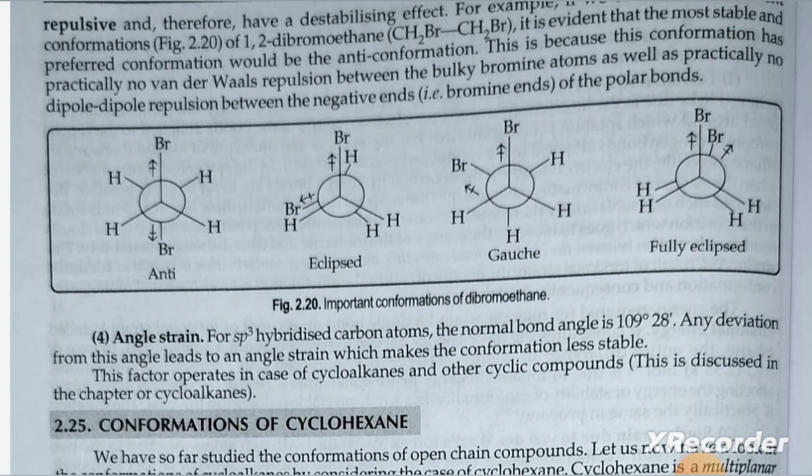Fourth is angle strain. For sp3 hybridized carbon atoms, the normal bond angle is 109 degrees 28 minutes. Any deviation from this angle leads to an angle strain which makes the conformation less stable. This factor operates in case of cycloalkanes and other cyclic compounds. This is discussed in the chapter on cycloalkanes.